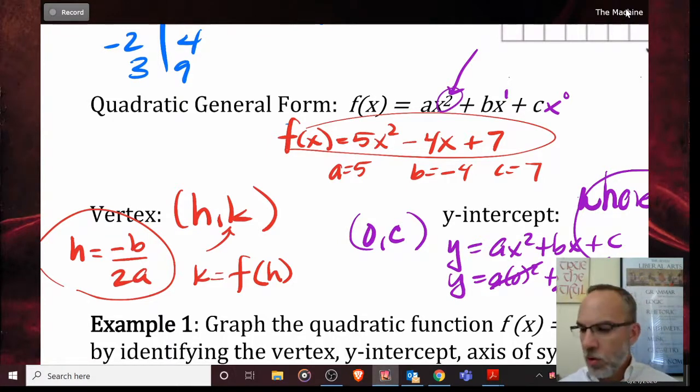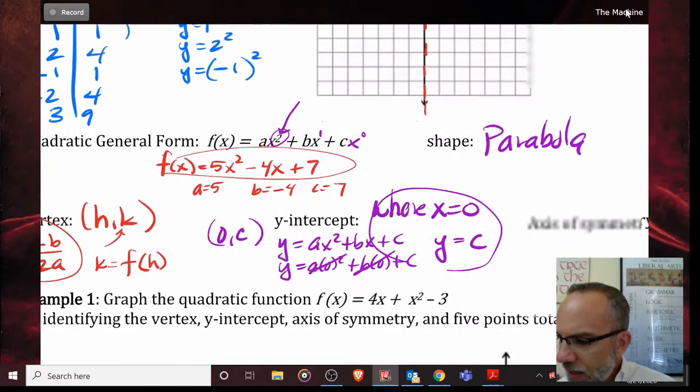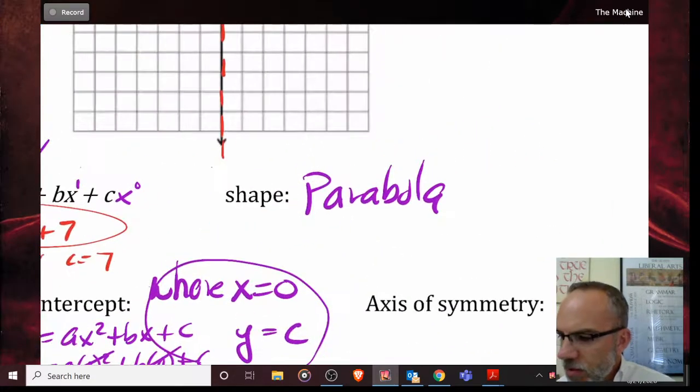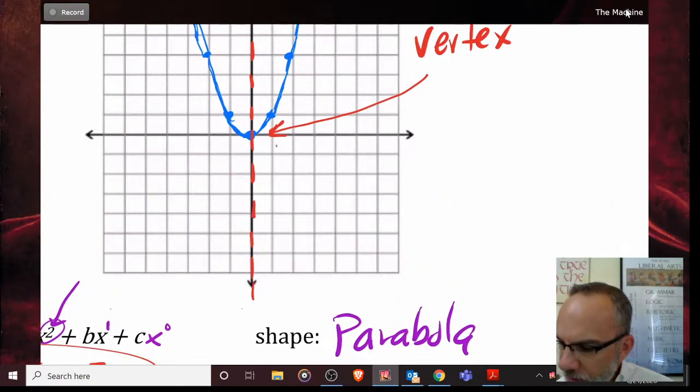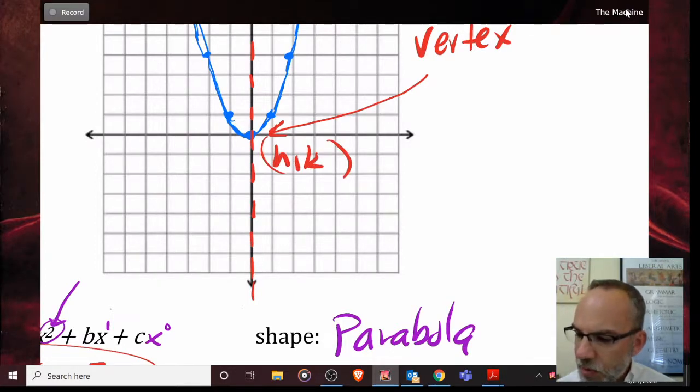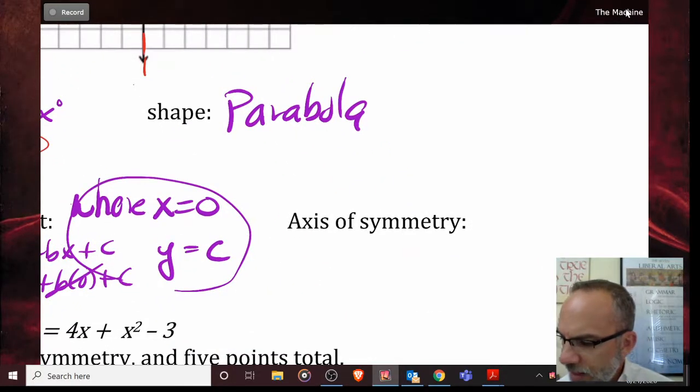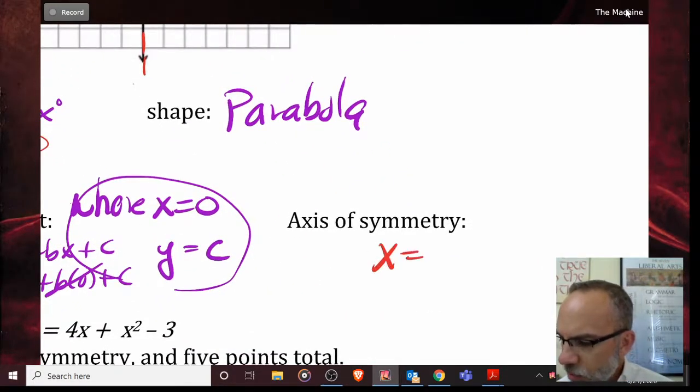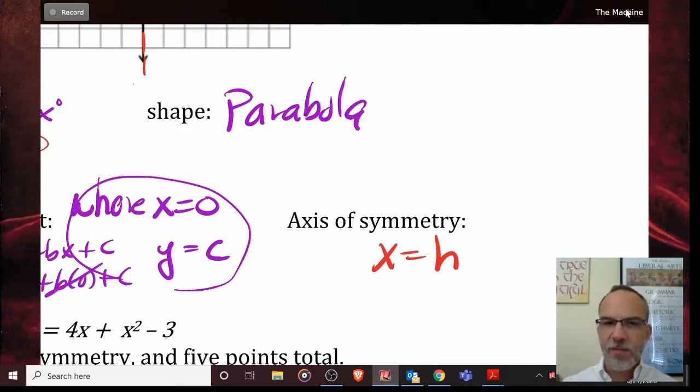Okay, so now the axis of symmetry. Since this point right down here at the bottom is (h, k), and the axis of symmetry is a vertical line through this vertex, the equation of that line is going to be x is equal to h. So the axis of symmetry is going to be x is equal to h, whatever that vertex value is.